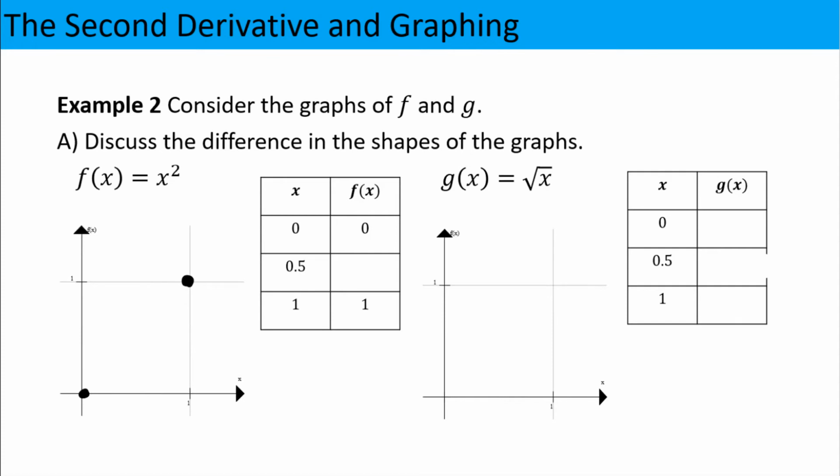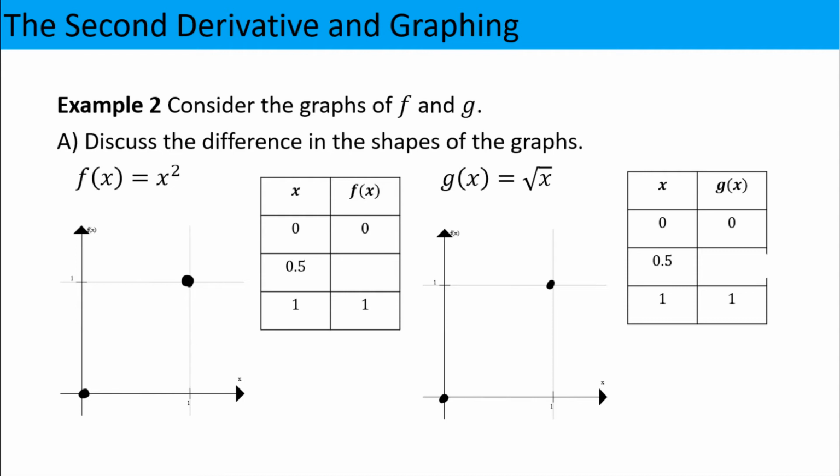Let's try for g of x. G of x is the square root of x, and at 0, the square root of 0 is 0, so the ordered pair for g of x at 0 would be 0, 0. And if we evaluate at 1, the square root of 1 is 1. So for g of x at 1, the ordered pair is 1, 1. At this point, we see that both f of x and g of x are increasing. They're going from a low point of 0, 0 to a higher point of 1, 1. Let's see what happens in between.